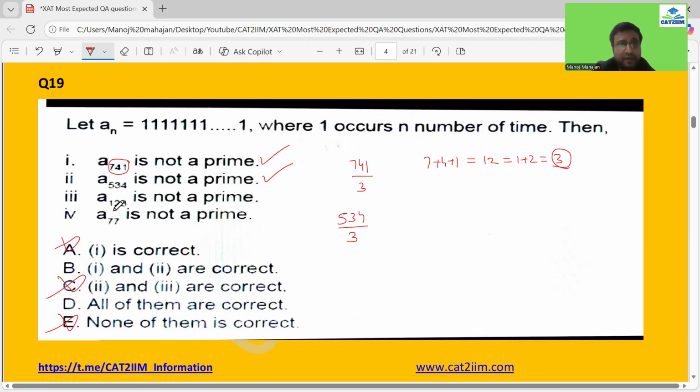When you go to A123, again, if you look at the sum of the digits over here, it is divisible by 3 again. So which means this A123 is also not a prime number.